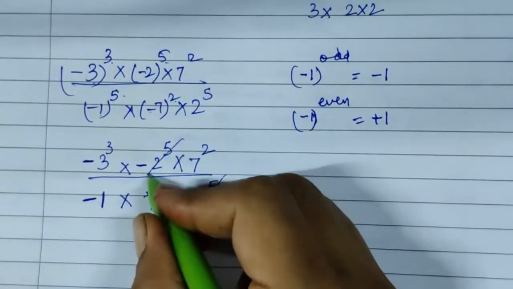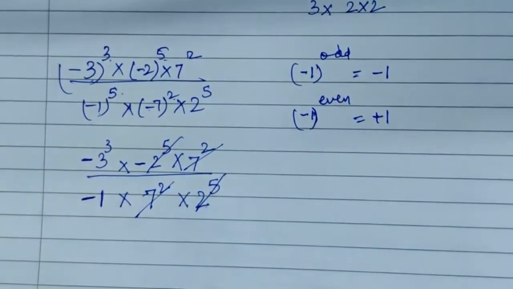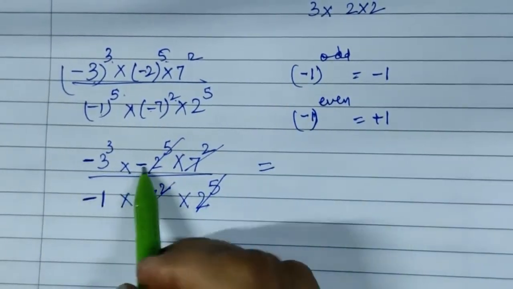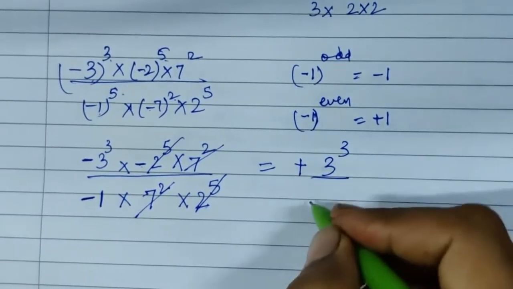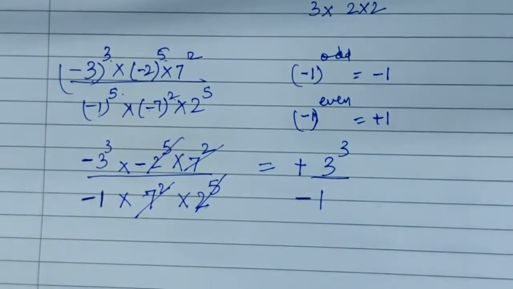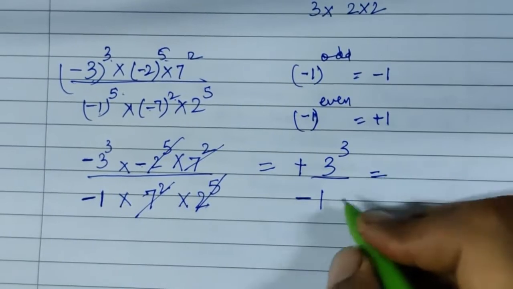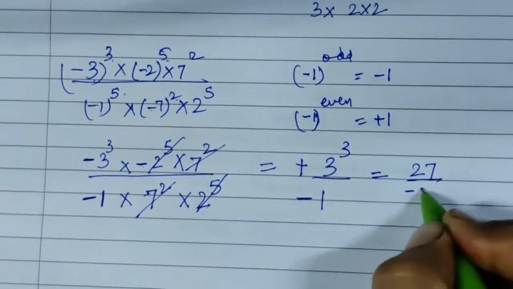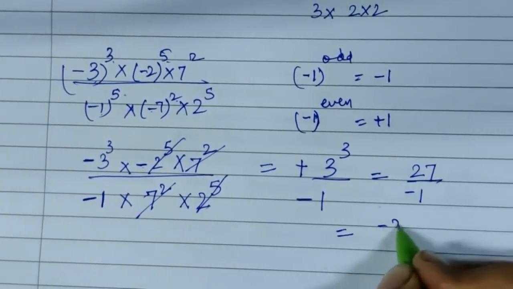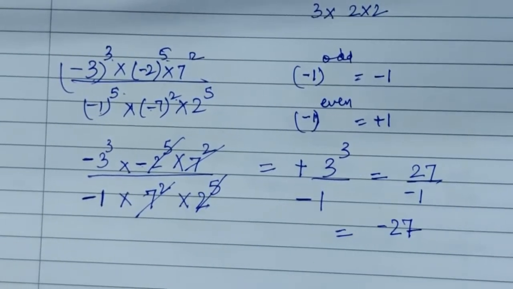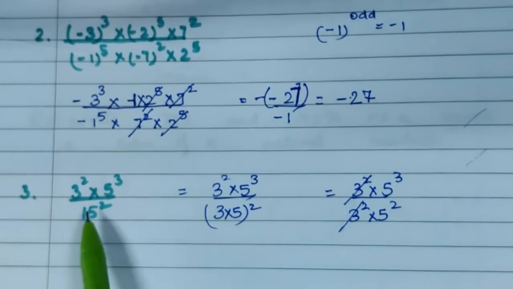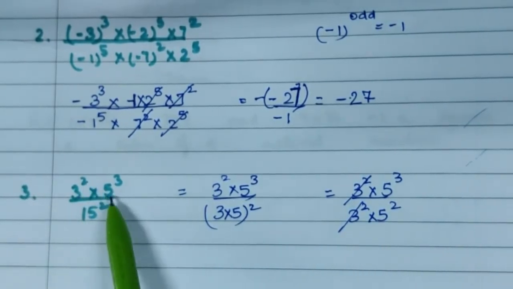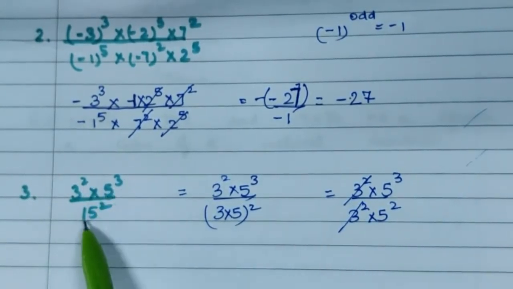Now this will cancel. This will cancel. We get what? Minus minus plus 3 raised to power 3 we get. And in the denominator we have minus 1. So finally we get 27 upon 1, or we can simply write minus 27. Clear, children?